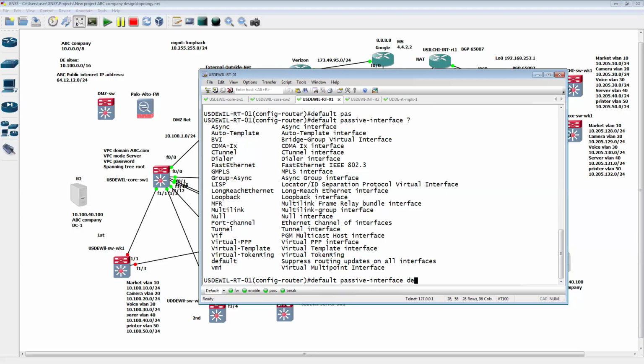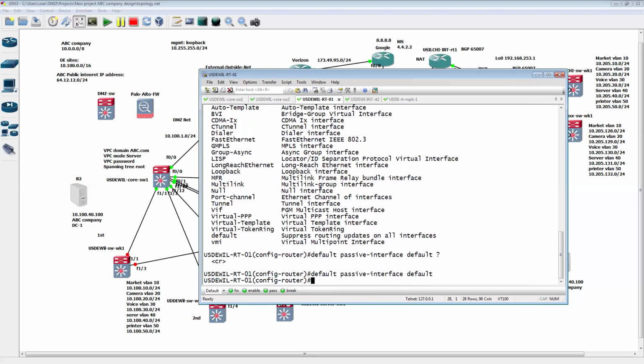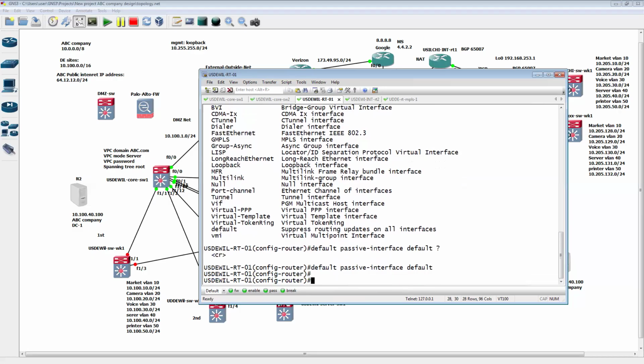Okay, so now we have say default again in here. So we just follow the description. Okay, what is this command for? Okay, so now passive interface default, something like this. You see here, hit enter. Beautiful. So that means this router is going to turn off all the interfaces. Okay, it's going to be turning off all the interfaces.